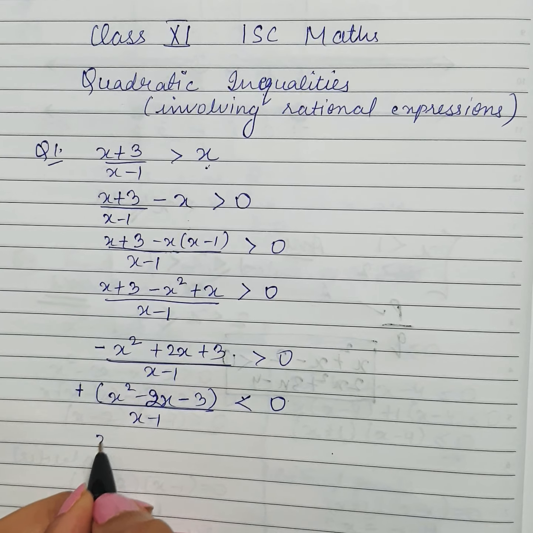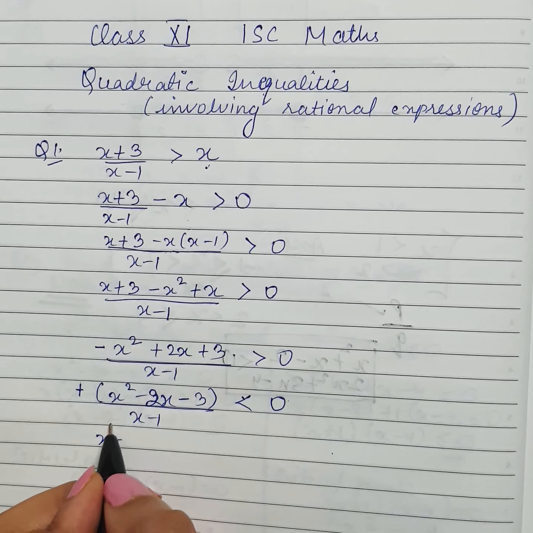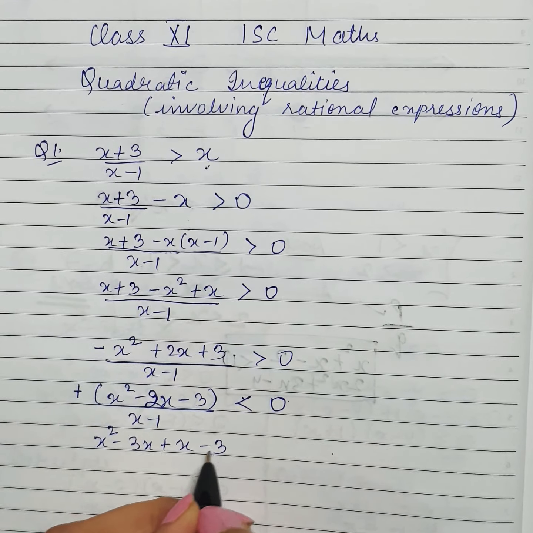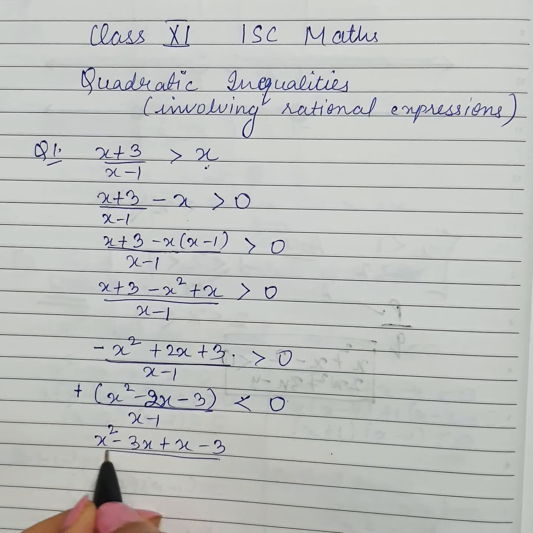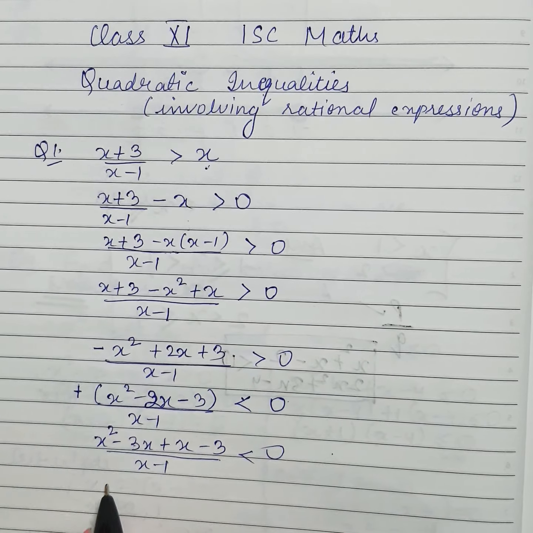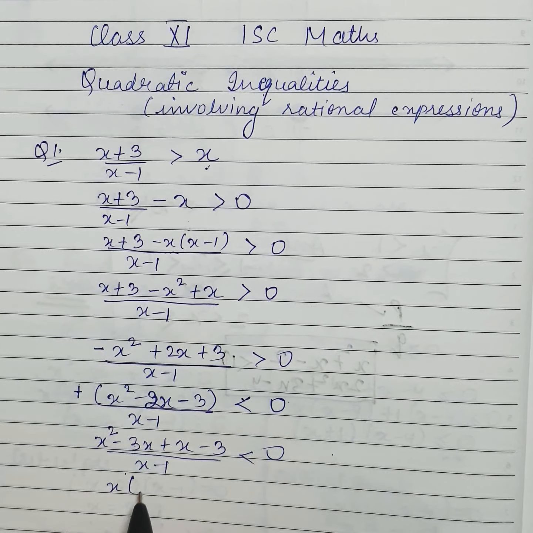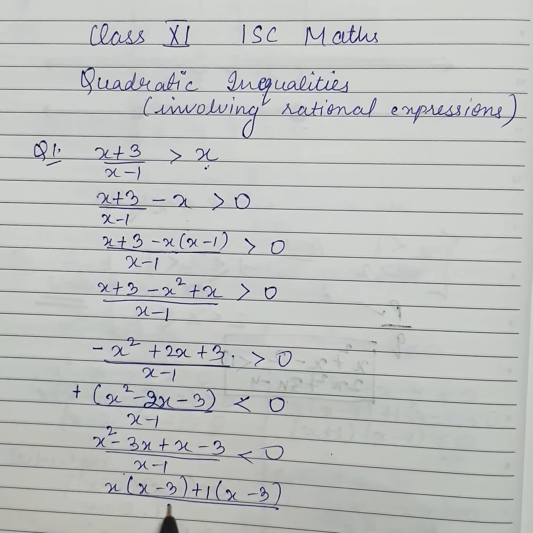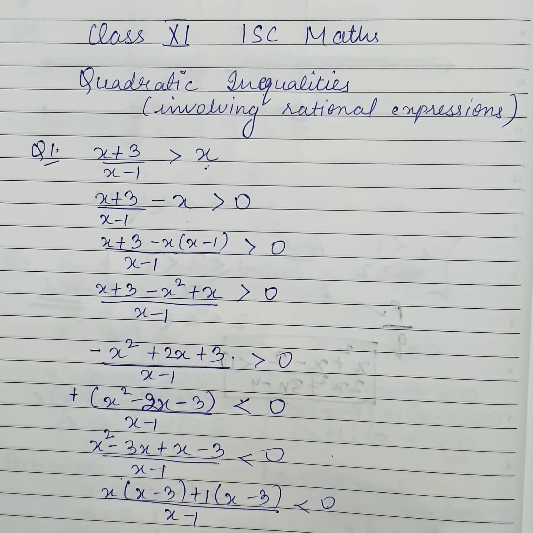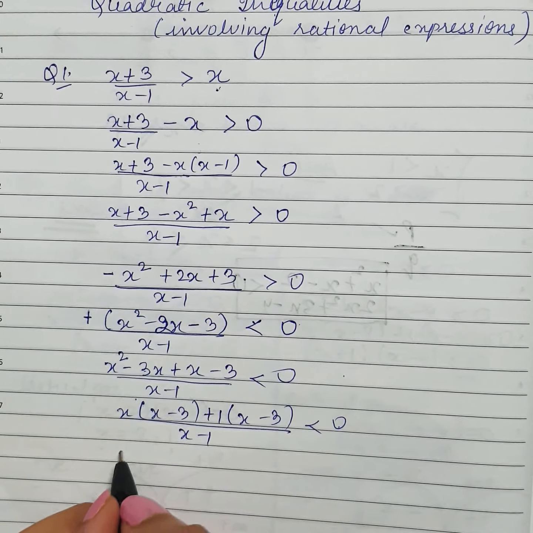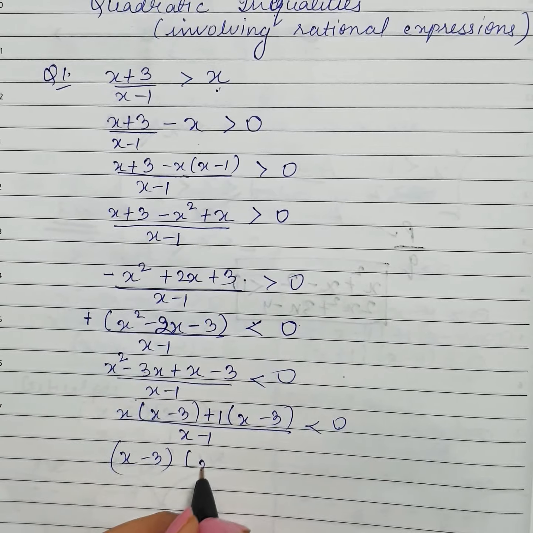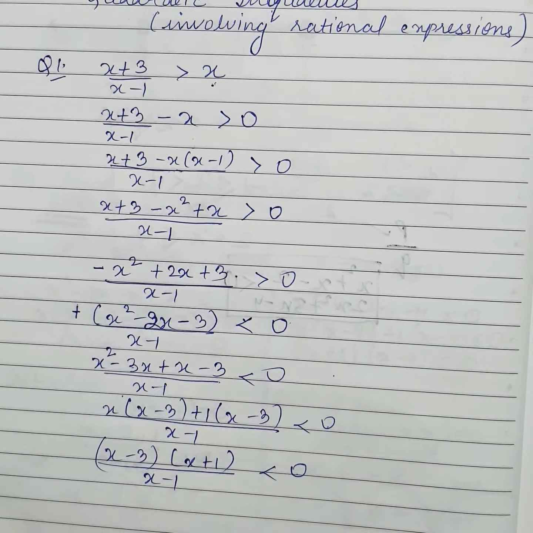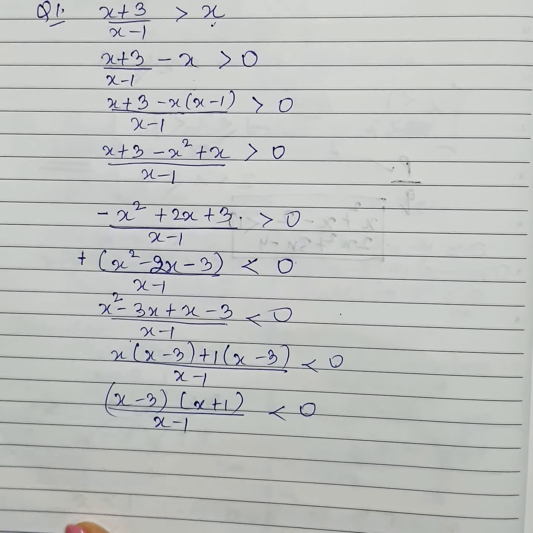So the factors will be x square minus 3x plus x minus 3. Let's see, minus 2 and the product, yes. So we have x minus 3 plus 1, x minus 3, x plus 1. Now at this step we should know how to solve it further.